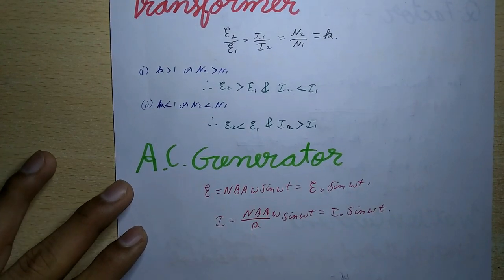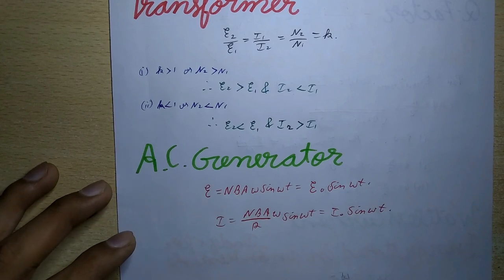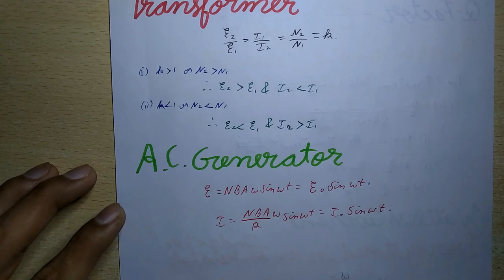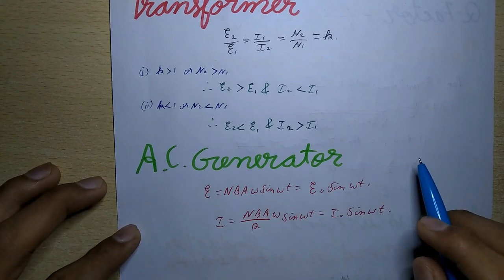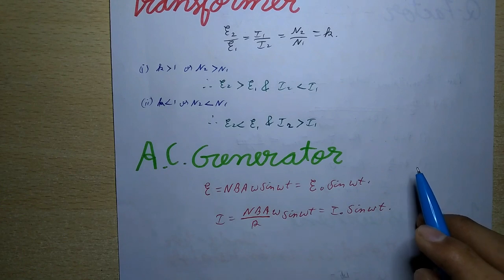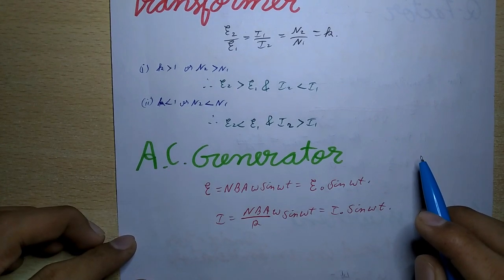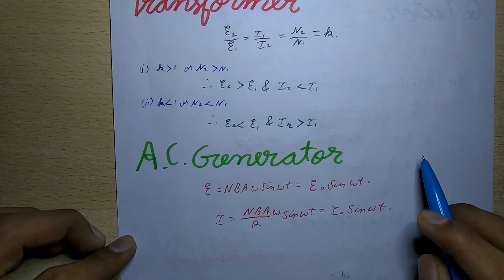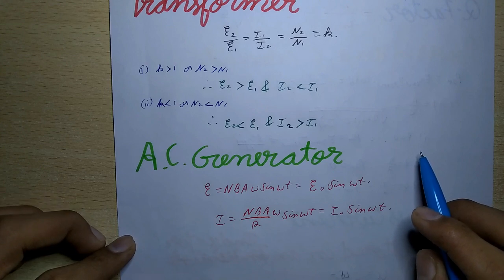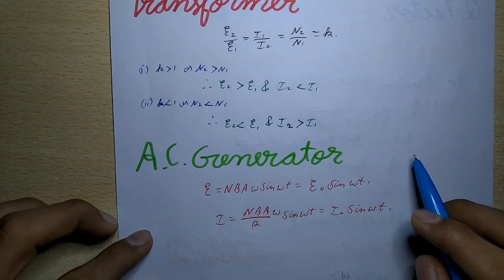And now the last topic is AC generator. It is a device to convert mechanical energy into electrical energy of alternating form, and it consists of a coil of wire that rotates with angular velocity omega in the magnetic field B of a permanent magnet. The flux through the coil varies as phi equals NBA cos omega t, where N is the number of turns in the coil having face area A.